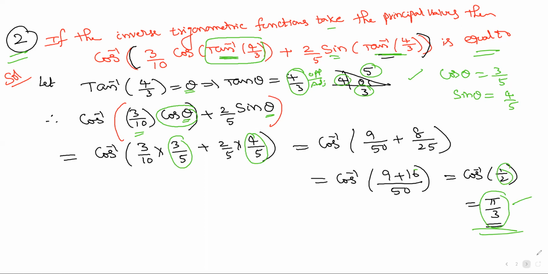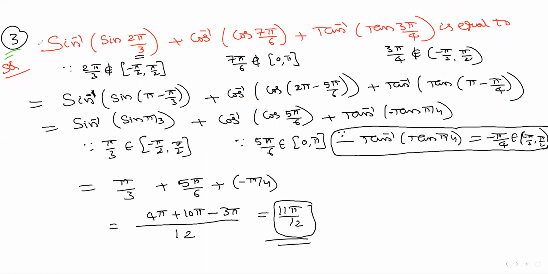Okay, now moving to the next question. Question number 3. In the statement, sin inverse of sin 2 pi by 3 plus cos inverse of cos 7 pi by 6 plus tan inverse of tan 3 pi by 4, find the value.